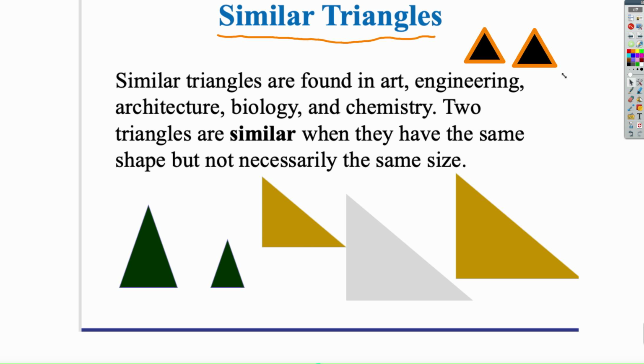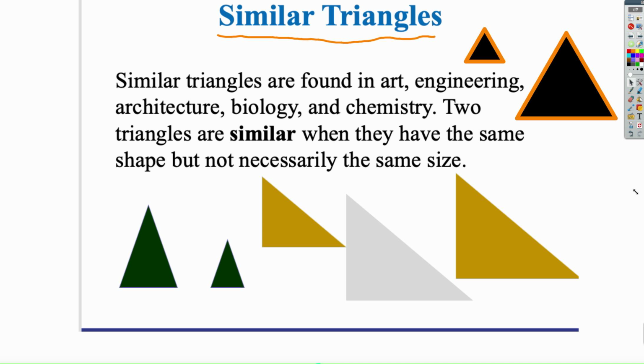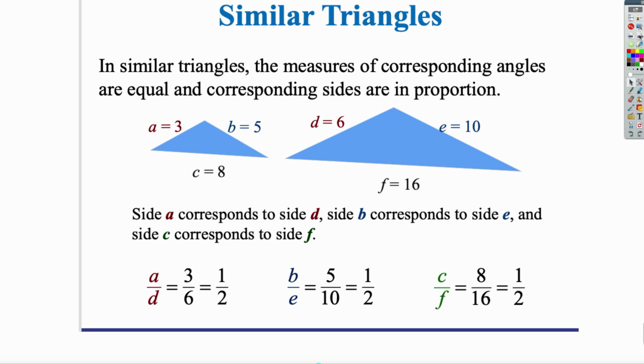If I were to stretch and drag here, now they're no longer congruent, but they're similar because I'm keeping the same angles here. I'm keeping that same basic shape, but they're different sizes. So they're no longer congruent, but they're similar. In similar triangles, the measures of corresponding angles are equal, and corresponding sides are proportional.